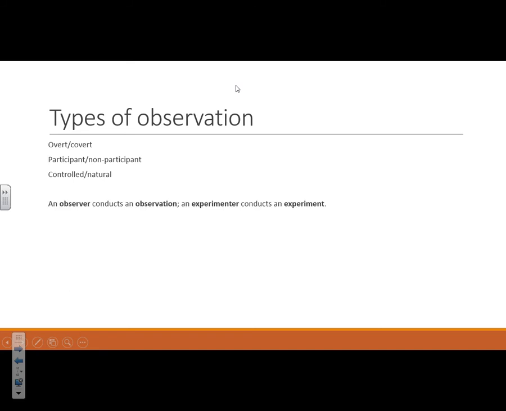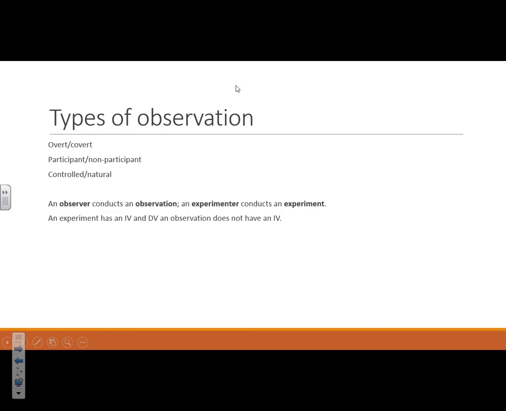A key thing here is a couple of pieces of terminology. It sounds really silly, but it's a mistake that happens all the time, and it makes you look less psychological than you actually are, because you're all excellent psychologists. Don't forget, an observer conducts an observation, an experimenter conducts an experiment. Do not talk about experimenters if you're talking about an observation. Do not talk about observers if you're talking about an experiment. So just bear that one in mind. Small thing makes a huge difference.